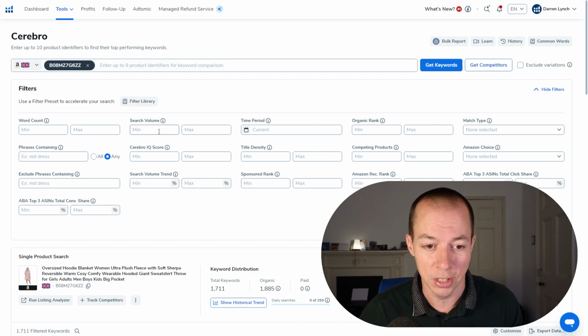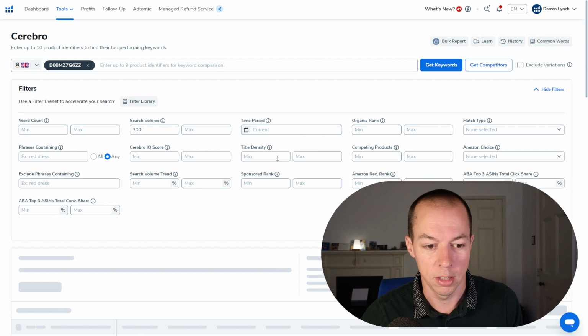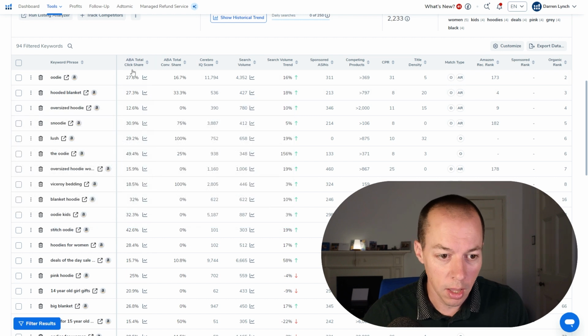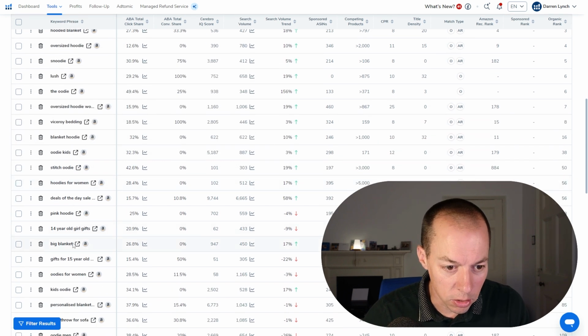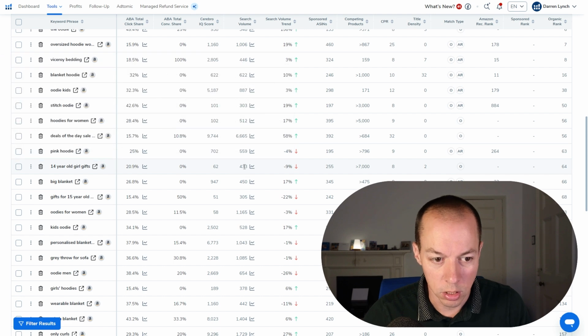So if we're going to pay to target keywords, you want to make sure the type of keywords actually deliver results. Let's apply a minimum search volume again of 300 and see what these guys are ranking for. So they're ranked 2nd for hoodie. Then you've got hooded blanket, oversized hoodie. Have they got any gift search terms? 14-year-old gifts for girls, but again, a low search volume in comparison.